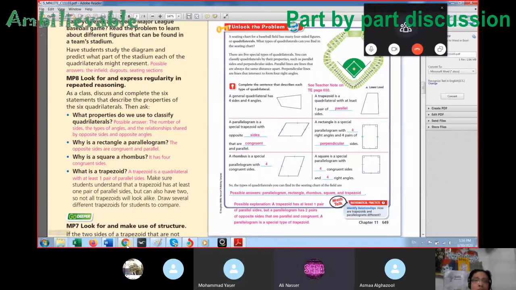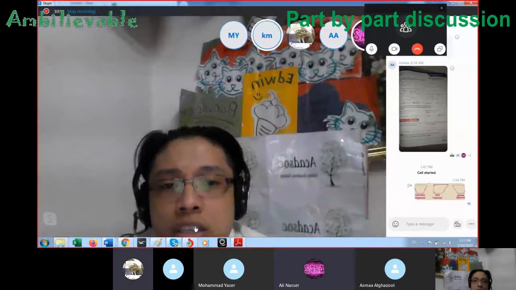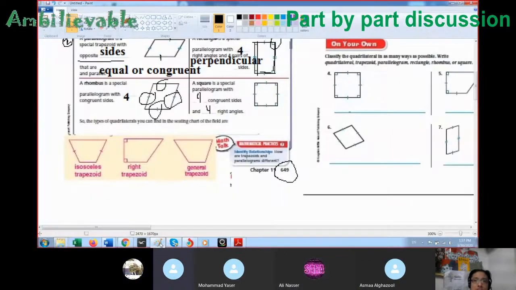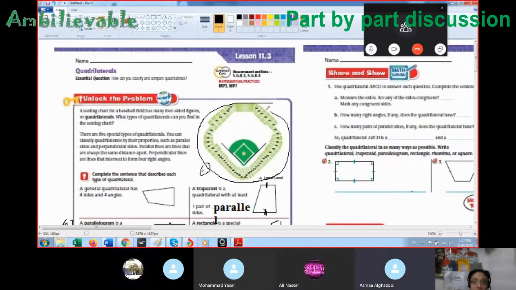Look at this one. Okay. What do you think is the shape of this one? Parallelogram. What else? Right angle. We do have square, and we do have trapezoid, and we do have rectangles. Right? All of them are given.